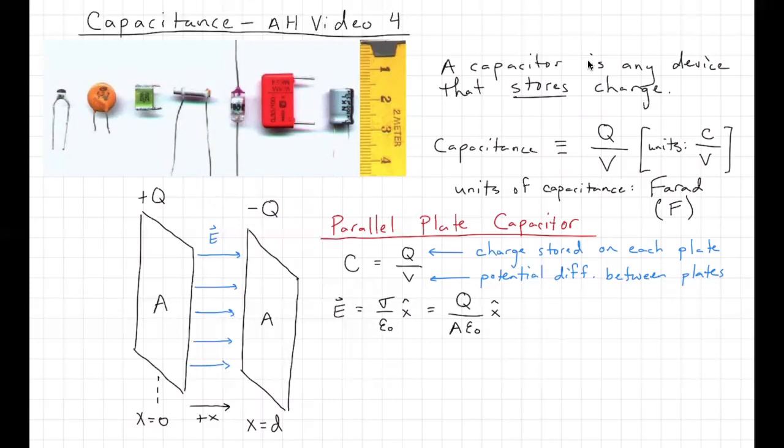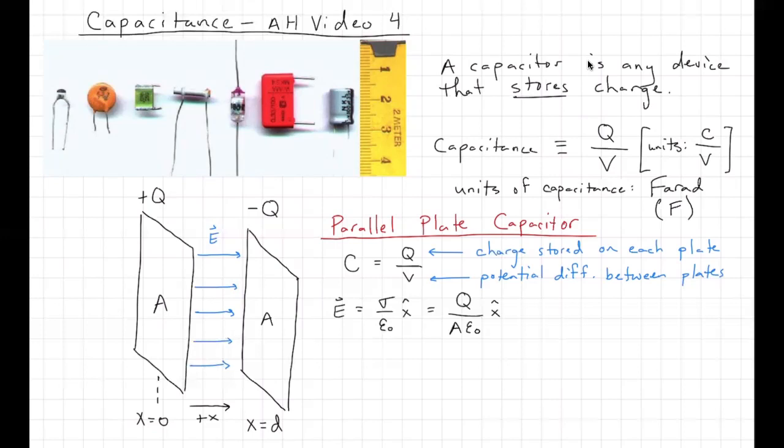I won't solve for that again. You can get that using Gauss's law for each of the plates and then adding up the contribution from the electric field from the positive plate and the negative plate. So if you want to go back and review that, you can. But if we know the electric field, then we can get the potential difference between the plates by just integrating the electric field moving from one plate to another.